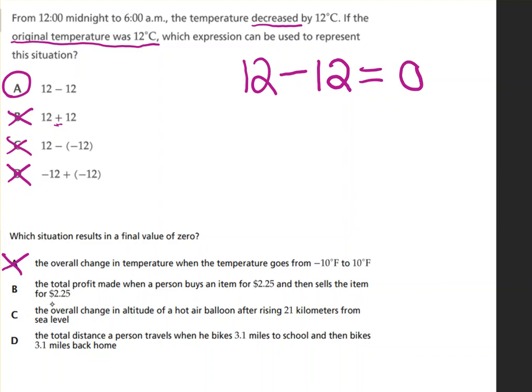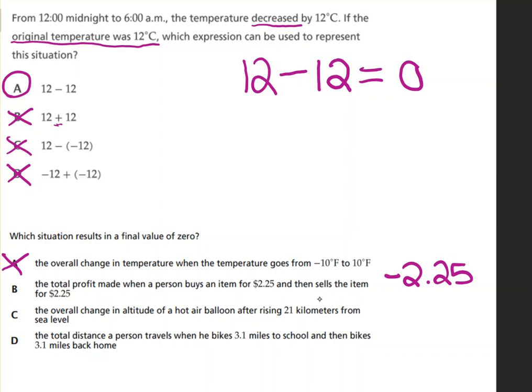Choice B, the total profit made when a person buys an item for $2.25 and then sells the item for $2.25. So we're looking at how much money a person has currently. What they did is they bought an item for $2.25. So they had to give that money away in order to get the item. So we're starting with negative $2.25.